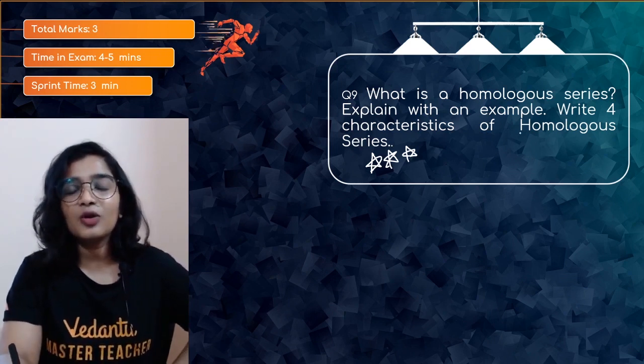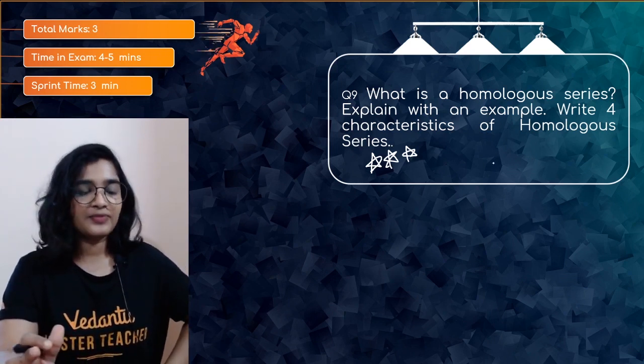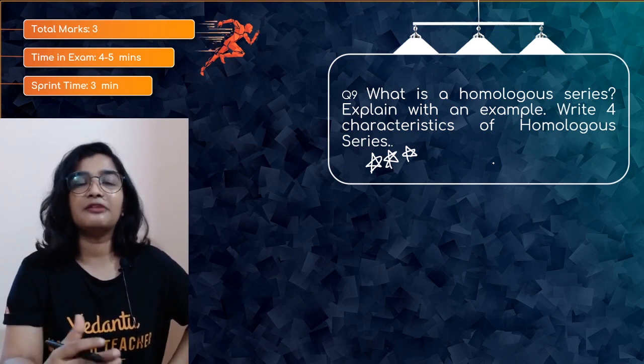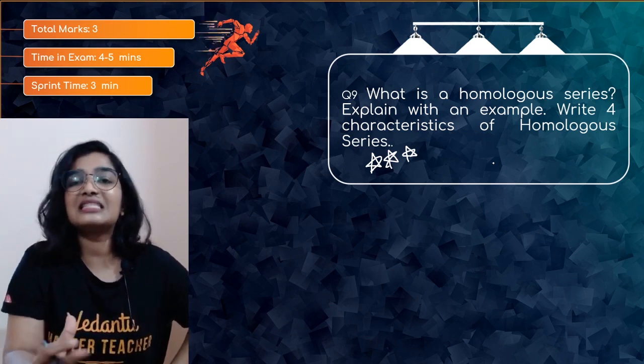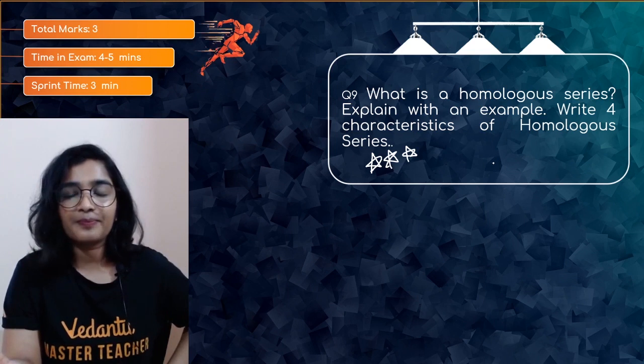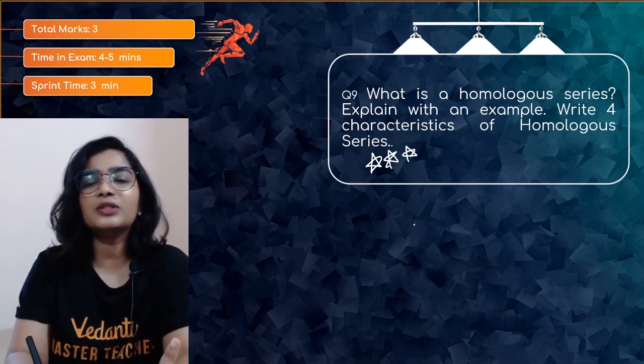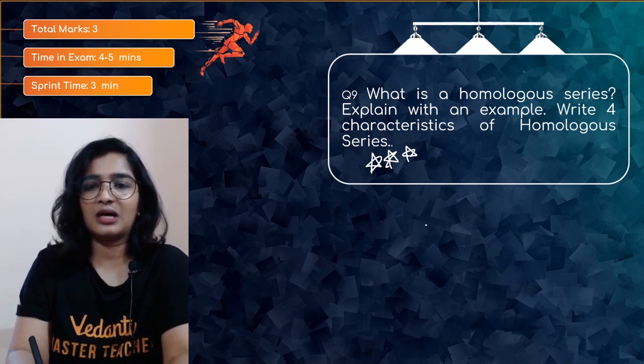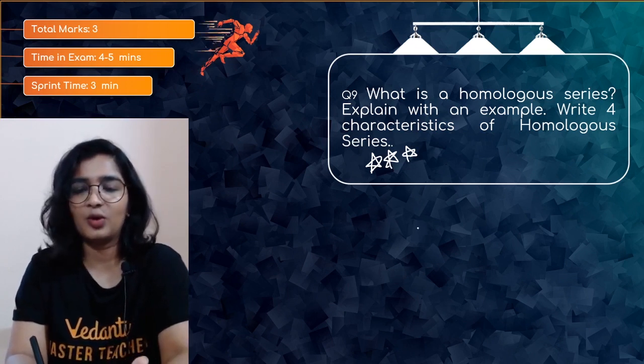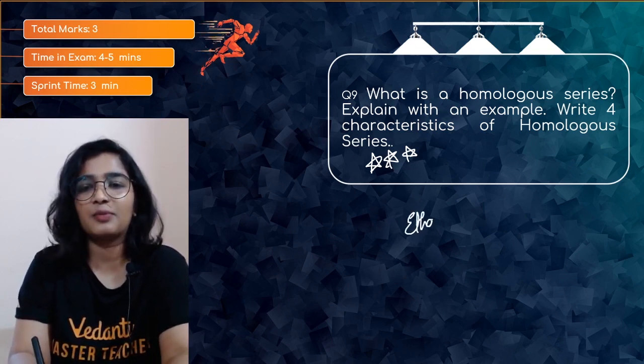Okay, what is a homologous series? It's a set of compounds having different molecular formulas, but containing the same functional group. That is what a homologous series is. Explain with an example. So what you can do is take 2 hydrocarbons belonging to the same homologous series. So I'll be taking ethane and propane here.